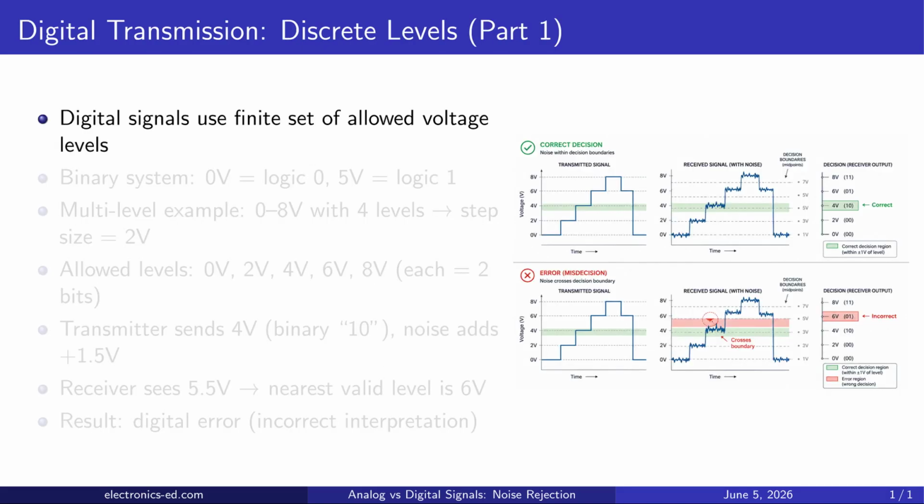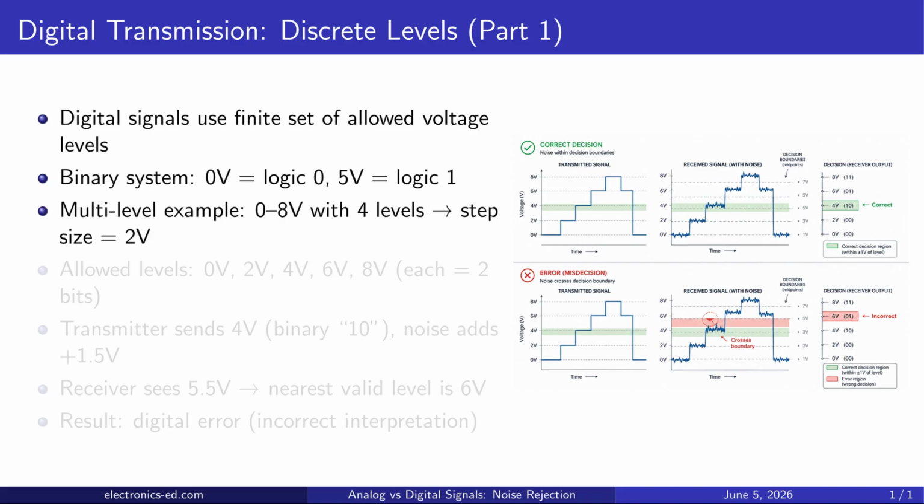Digital signals use a finite set of allowed voltage levels instead of a continuous range. In a simple binary system, 0 volts might represent logic 0 and 5 volts logic 1. For multi-level signaling, consider 0 to 8 volts with 4 levels, giving a step size of 2 volts. The allowed levels would be 0, 2, 4, 6, and 8 volts, each representing 2 bits of data.